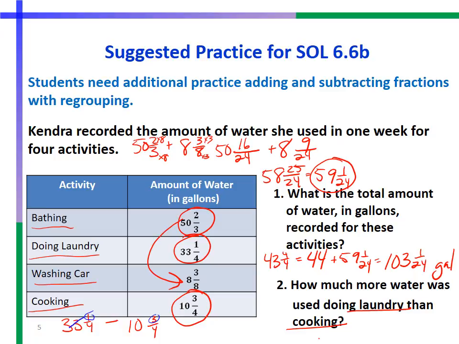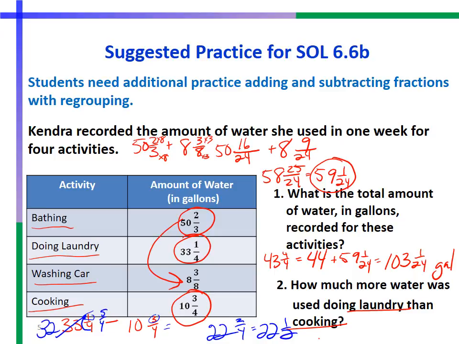So when I go ahead and do this, 33, I'm going to borrow one whole to make it 32. So I'm going to have 32 and 5/4. All I did was I added 4 to 1 to give me 5. So I have 32 and 5/4 minus 10 and 3/4. When I subtract these, 32 minus 10 is 22. And then 5/4 minus 3/4 is 2/4. And when I simplify that, I can simplify that to 1/2.